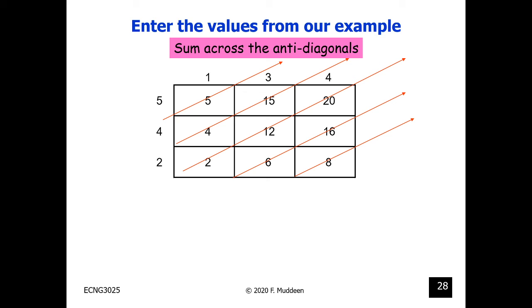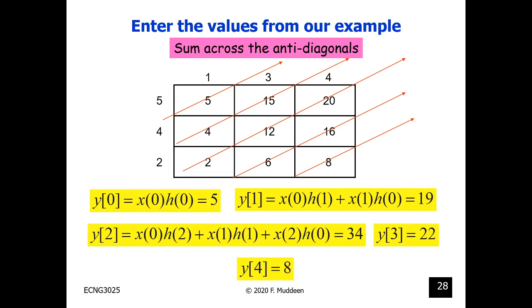So when we solve for y0, the anti-diagonal here is going to be just 5. For y1, it's going to be 4 here, and then 15, and we add these two, so we get 19. For y2, it's 2, 12, and 20, so we get 34. For y3, it's going to be 6 and 16, so we get 22. And y4 here is going to be 8. So we get the same output sequence as from before.